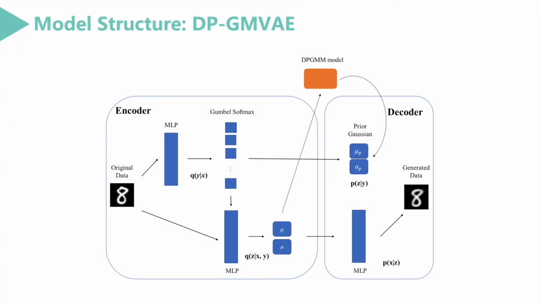Based on this knowledge, we went one step further and proposed a DPGMVAE model, where we directly replace the prior distribution with the ones derived from DPGMM. We do this replacement alternately, and this way, better clusterings could be learned in the latent space.